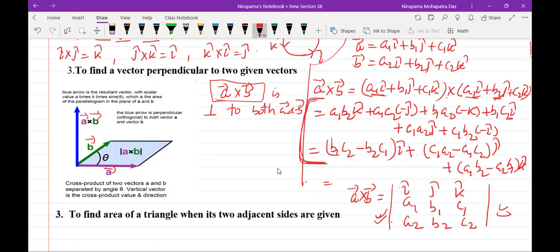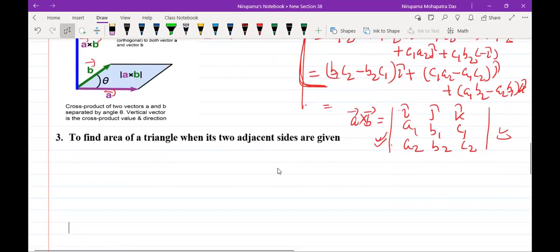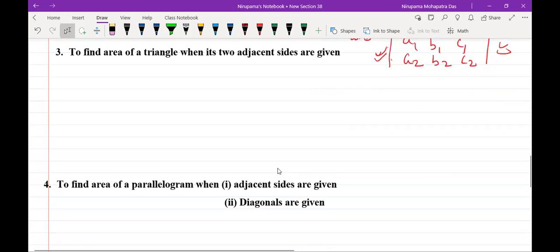I mean to the plane containing A and B. Okay, now these are the simple applications. Now the third one is to find the area of a triangle when its two adjacent sides are given. Let me show you.